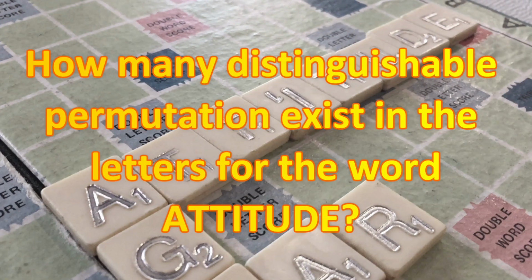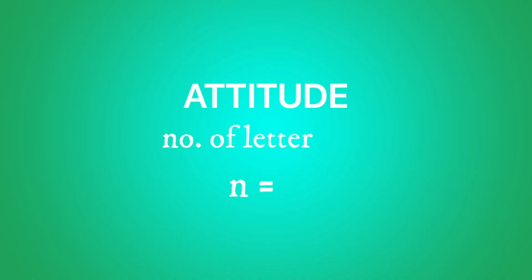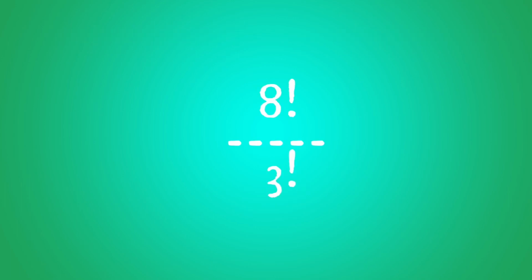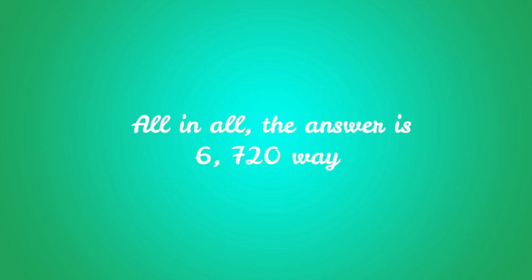How many distinguishable permutations exist in the letters of the word attitude? First, we need to find the total number of letters in the word. There are 8 total letters, therefore our n is equal to 8. Then substitute it to the formula, which is n factorial over p factorial q factorial. Then it will become 8 factorial over 3 factorial. Expand the formula until it reaches number 3. Cancel the same value in the numerator and denominator, then multiply the remaining values. All in all, the answer is 6,720 ways.